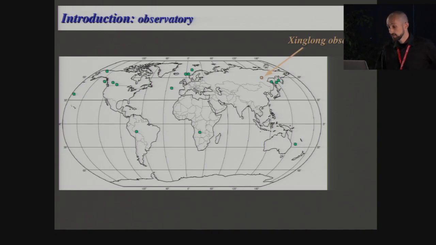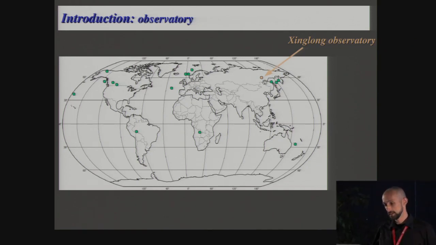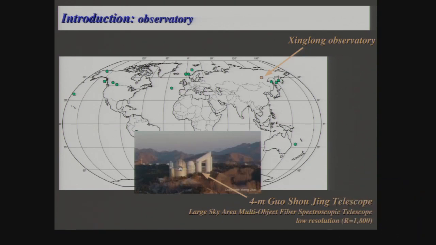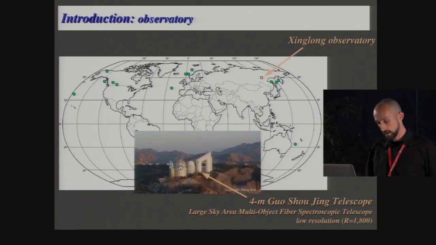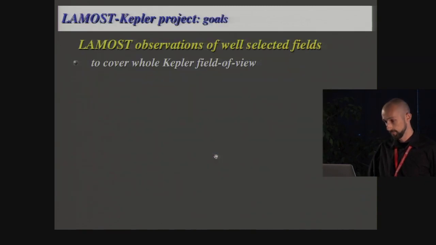So LAMOST is a new telescope that is located at the Xinglong observatory in China. Here is a picture. This telescope here is a 2.1 meter telescope, which can also do high resolution spectroscopy. But LAMOST is actually these two buildings here. It's a 4-meter telescope that is capable of doing low resolution spectroscopy, with a resolution of about 1,800, for many targets at the same time.